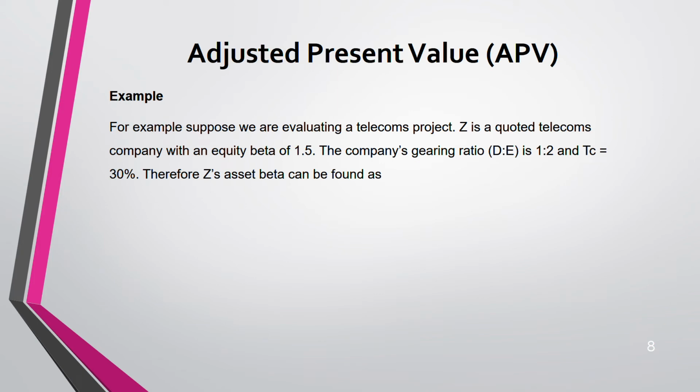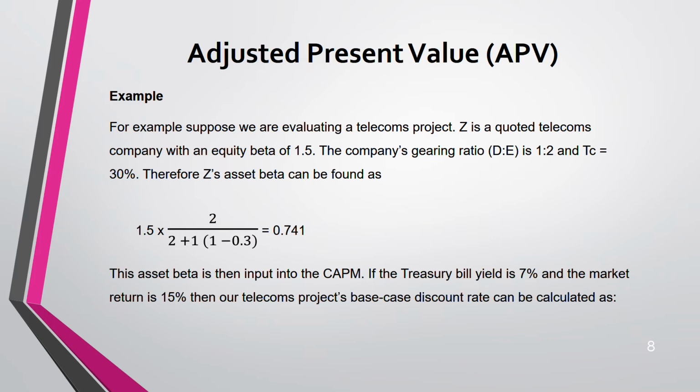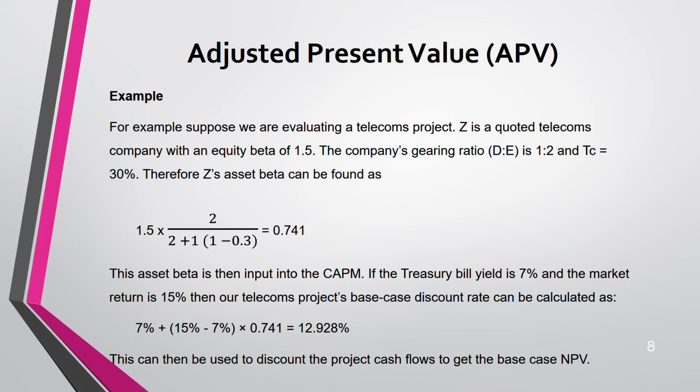This is an example. You can even write it while I'm explaining this. Let's say you want to evaluate a telecom project, and Z is a quoted telecom company with an equity beta. Gearing ratio is 1:2. Tax is 30%. Now you need to find asset beta. Just use the formula and find the asset beta. Now use this asset beta in capital asset pricing model, where risk-free is 7%, market return is 15%. Okay, and get it. This is as simple as that. Now this only you will use to find your base case net present value. This 12.9, or you can say 13%.